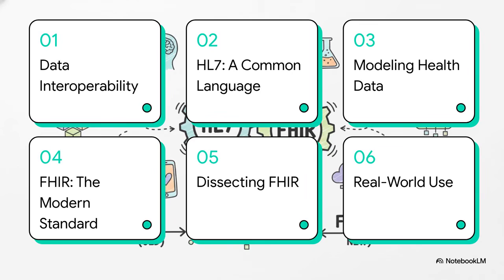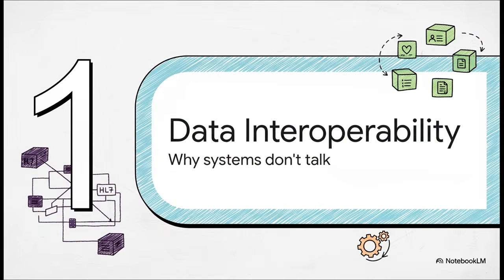Okay, here's how we're going to break this down. First, we'll get right to the heart of the problem that makes sharing health data so darn difficult. Then, we'll look at the first big attempt to fix it, HL7, and see the groundwork it laid. After that, we'll jump to the modern solution, FHIR. And then, at the very end, I'll give you a cheat sheet of what you absolutely need to know to ace this on your exam. So let's kick things off with the big why behind all this.